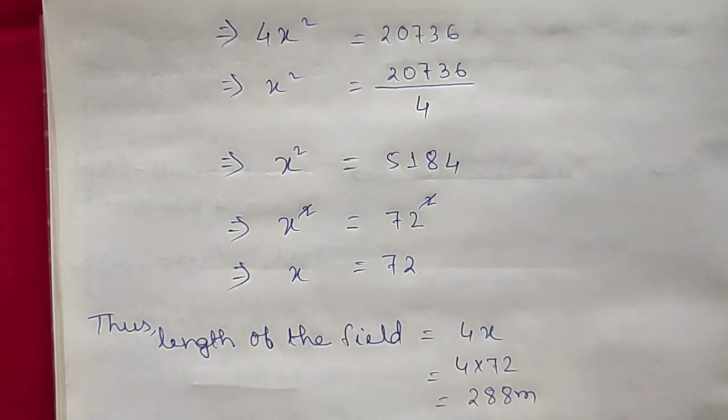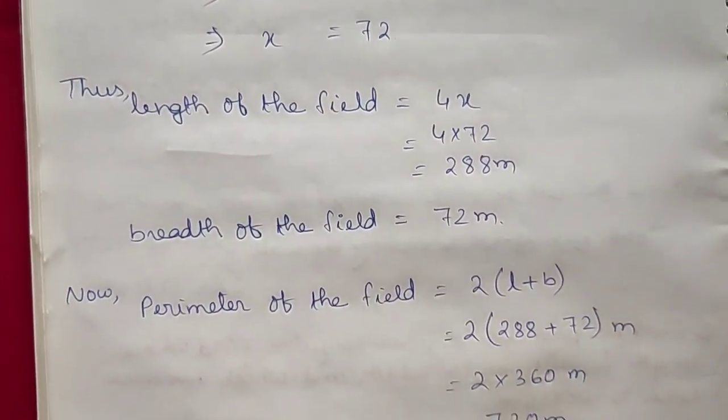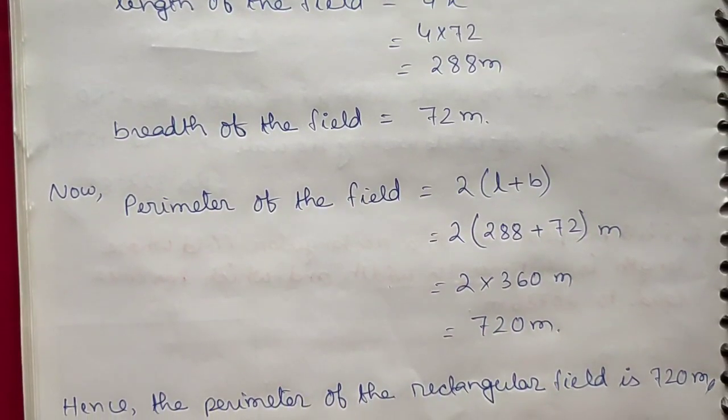Now can we find the length? Length was 4x. So length of the field equals 4x. So 4 into 72 is 288. Now the breadth of the field will be 72 meter, as its value was x.